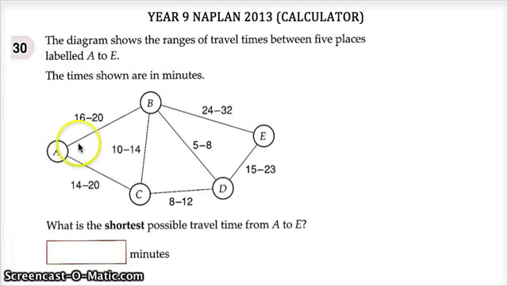So for example, to go from A to B, it can take from 16 to 20 minutes. The question is, what is the shortest possible travel time from A to E? You can pause the video and attempt the question.